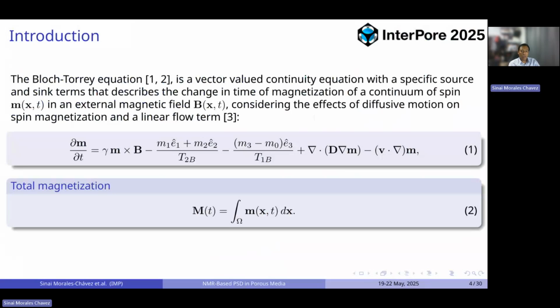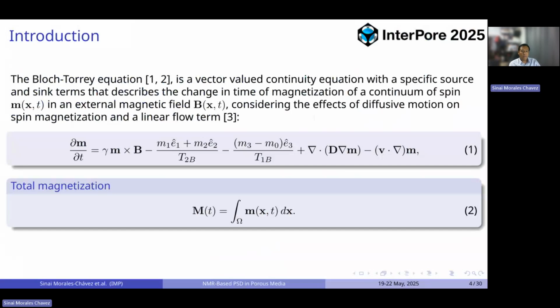Formally, the Bloch-Torrey equation is shown in equation 1. This is a vector-valued continuity equation with both source and sink terms. Consequently, the total magnetization can be expressed as the integral of the density magnetization over the domain.